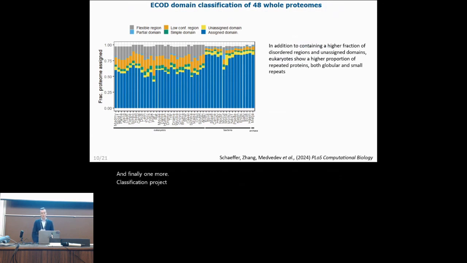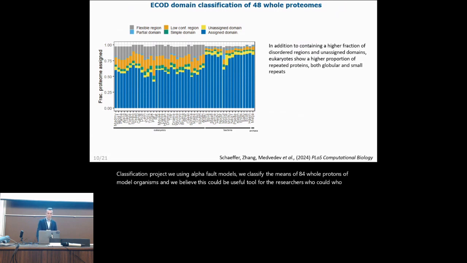Using AlphaFold models, we classified domains of 84 whole proteomes of model organisms, and we believe this could be a useful tool for the researchers who study these organisms.